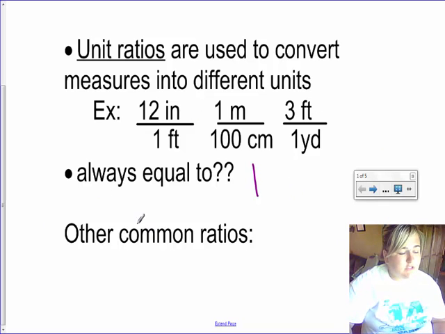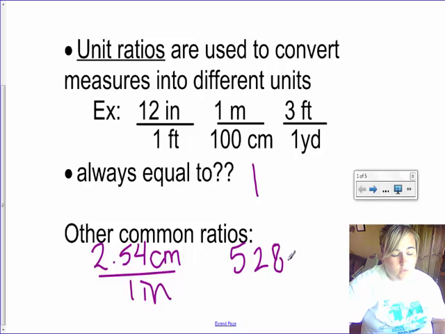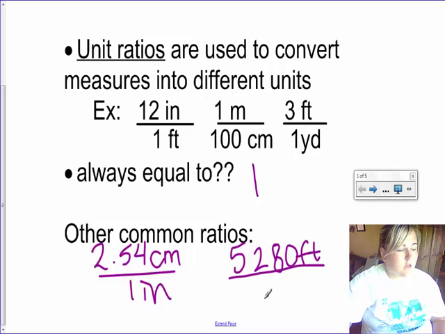Some other common ratios it's asking about, something that we use often to convert between the US and metric system, would be 2.54 centimeters over 1 inch. We could also say that 5,280 feet, and under that one we would have to say 1 mile. Those are just some other ones that we know and use frequently.